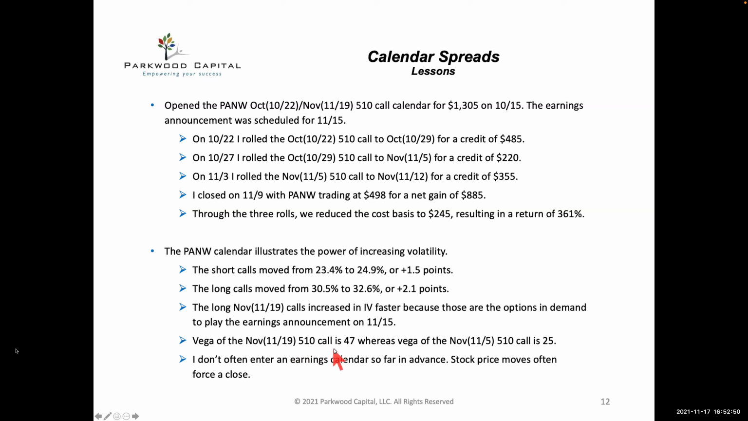Now, the Vega of the 510 call farther out, November 19th, was 47. The Vega of this most recent one we sold was 25. So you can see the difference there. Remember, what this says is that if the implied volatility of this 510 call goes up by 1 point, the price of the call will go up by 47 cents. Same thing here, only it's 25 cents. So you see the difference here is why the stronger Vega, the larger Vega, helps you so much more than what you're losing on the front month option.